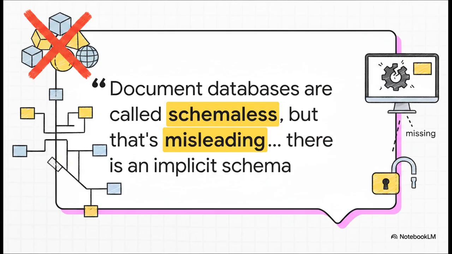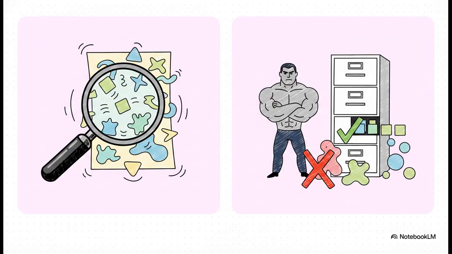If your rendering code is expecting an integer called user_age to do some math, and that field is suddenly missing or written as a text string, your app is going to crash. The schema is always there. It's just been shifted out of the database and hidden inside your application logic. So to talk about this accurately, we have to define the difference as schema-on-read versus schema-on-write.